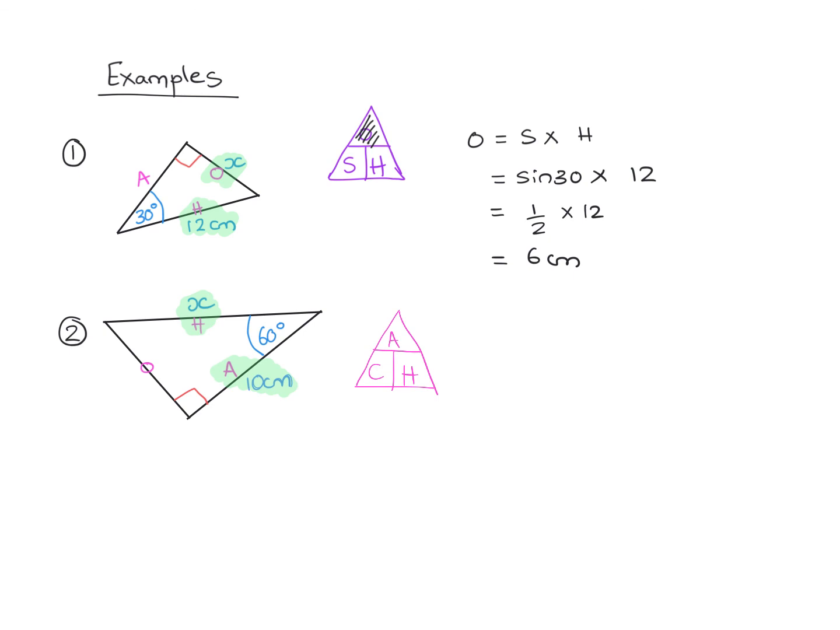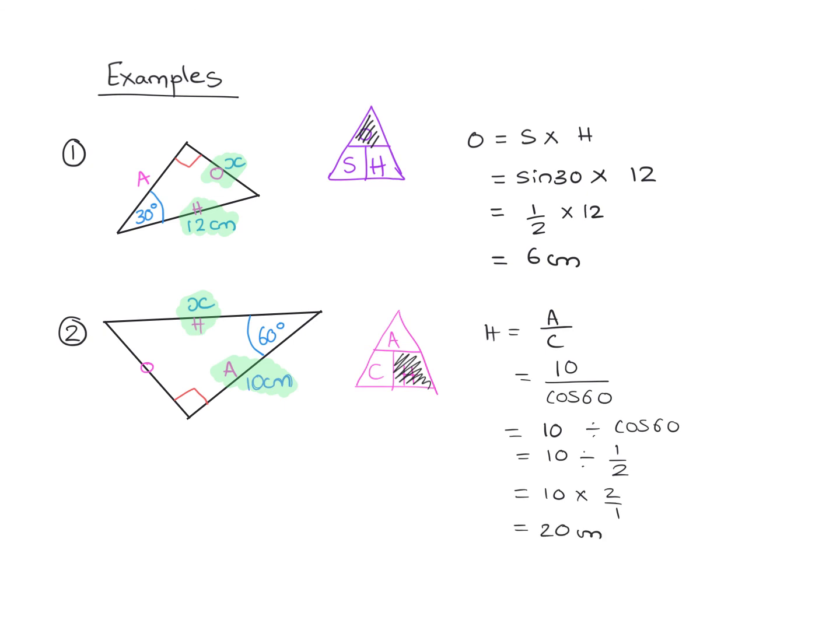Now we're trying to calculate h, so covering that up, h is equal to a divided by c, so that's 10 divided by cos of 60. Now this is where, rather than writing a nested fraction in the denominator, a fraction of a fraction, I would write 10 divided by cos 60, and that's 10 divided by a half, which is the same as 10 multiplied by 2 over 1, which is the same as 20 centimetres.